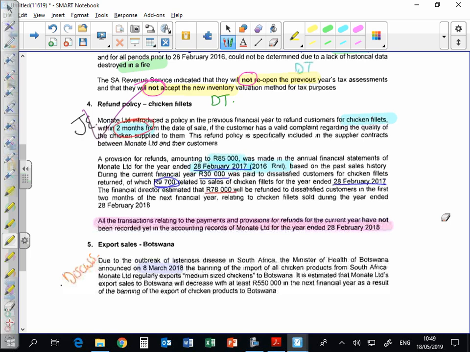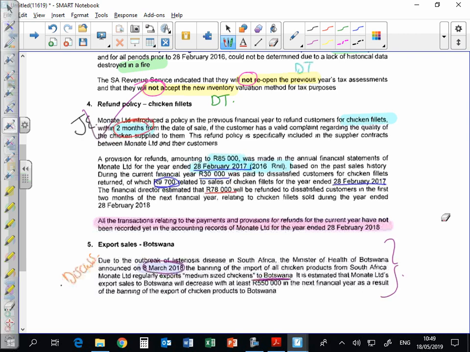Our year end is 28 Feb 2018. This happened on the 8th of March, which is after our reporting date, but before the date that the financial statements were authorized. In terms of the ban, at year end, were we still allowed to export to Botswana? Yes. So is this an adjusting or a non-adjusting event? Non-adjusting, because it happened after year end. The only thing we need to do over here is disclose.